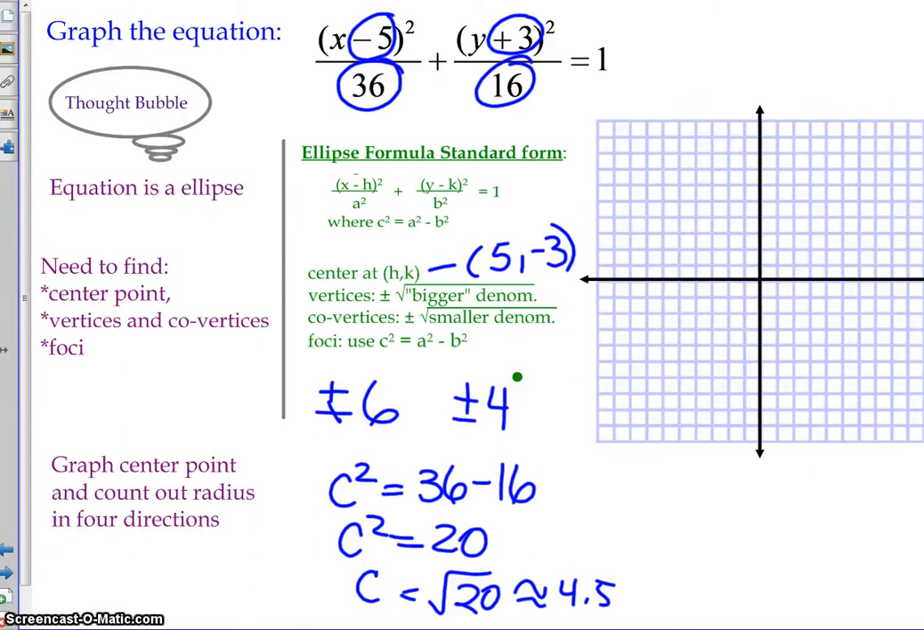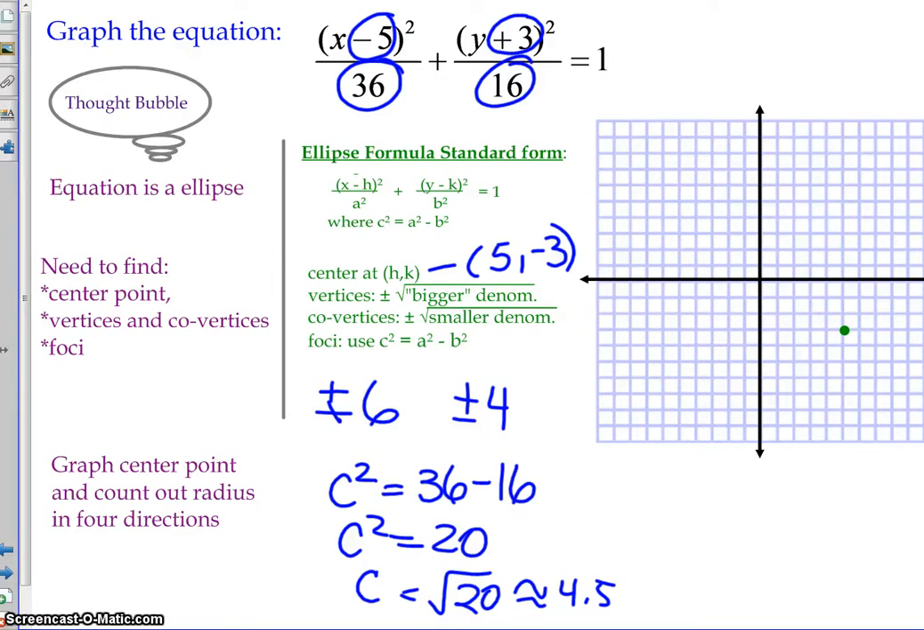Sorry, I'm going to move this. Come on. Negative 5, 1, 2, 3, 4, 5. Or excuse me, positive 5, 1, 2, 3, 4, 5, negative 3. All right, so there's my center point. Make it a little bit bigger. There we go. Nice big center point there.